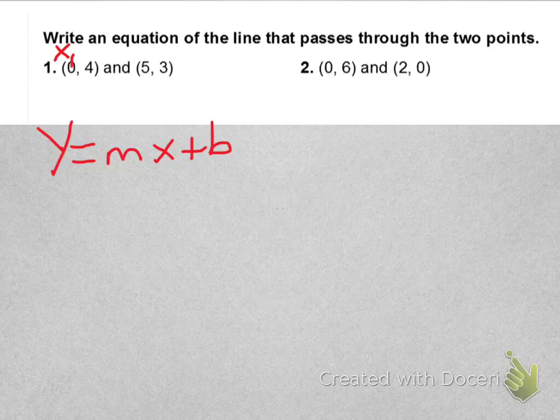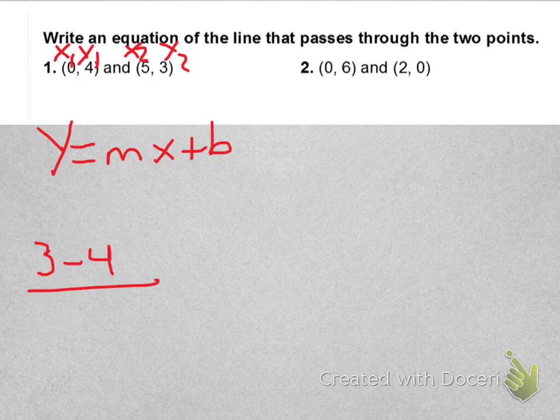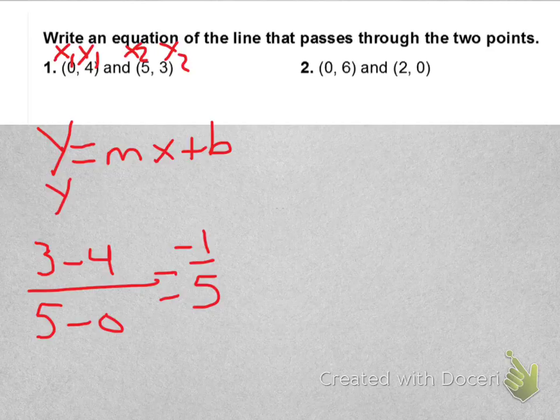So remember, my first point is x1, y1, and the second is x2, y2. So it's y2 minus y1, so we're going to do 3 minus 4, and then x2 minus x1, which is 5 minus 0. So 3 minus 4 is negative 1, 5 minus 0 is 5. So negative 1/5 is my slope. So y equals negative 1/5 x.